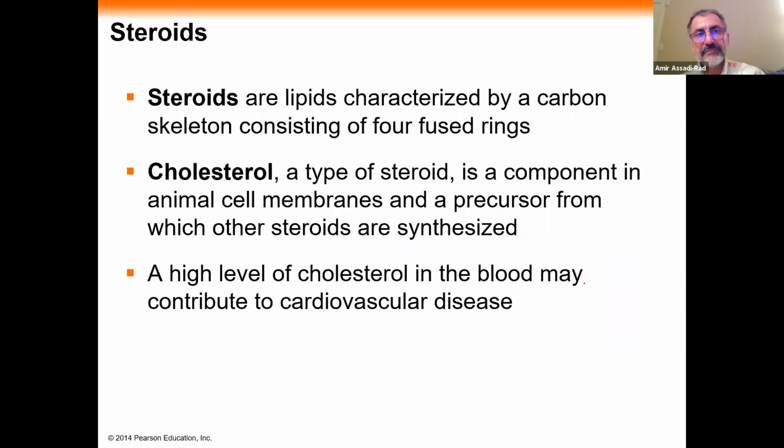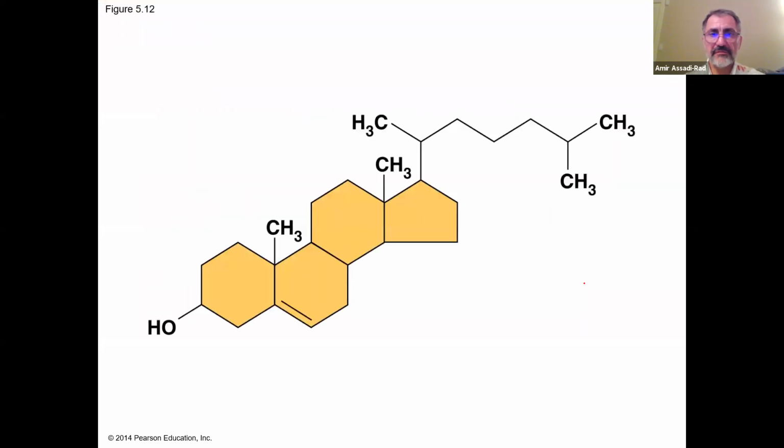Okay, steroids are lipids characterized by a carbon skeleton consisting of four fused rings. Cholesterol is the mother of all of the steroids. It is a type of steroid, a component in animal cell membranes and a precursor from which other steroids are synthesized. So they're precursors to other steroid molecules like testosterone, estrogen, progesterone. They all come from cholesterol. Okay, a high level of cholesterol in the body may contribute to cardiovascular disease, of course. Here is a molecule of cholesterol, as you saw it.